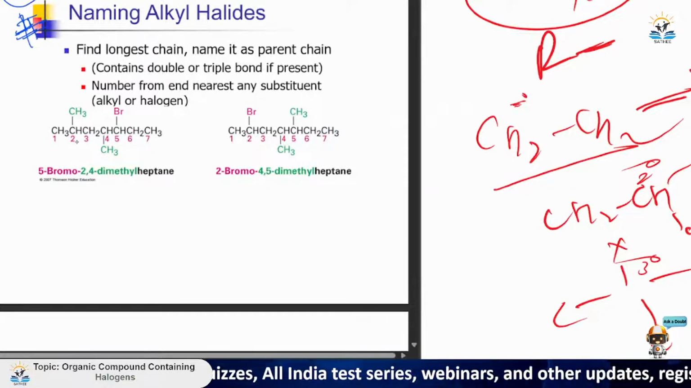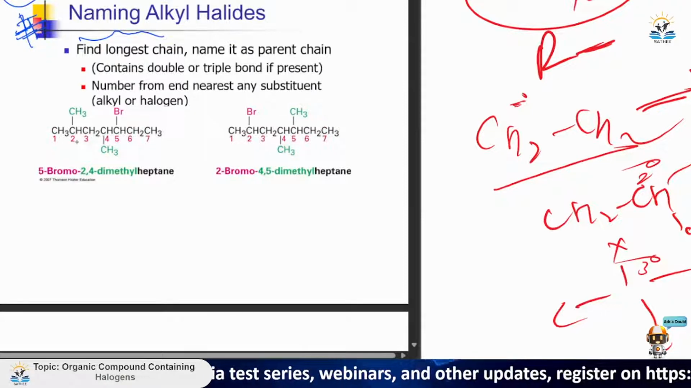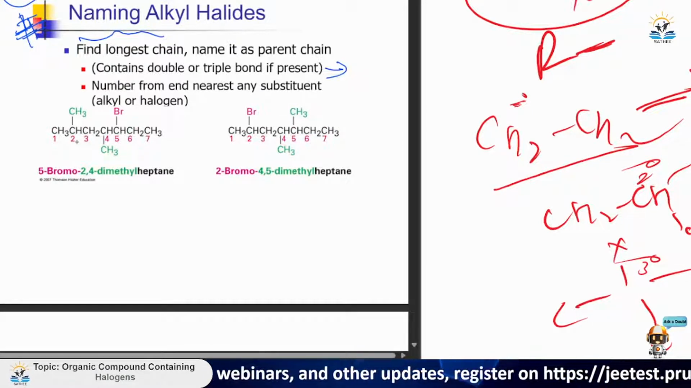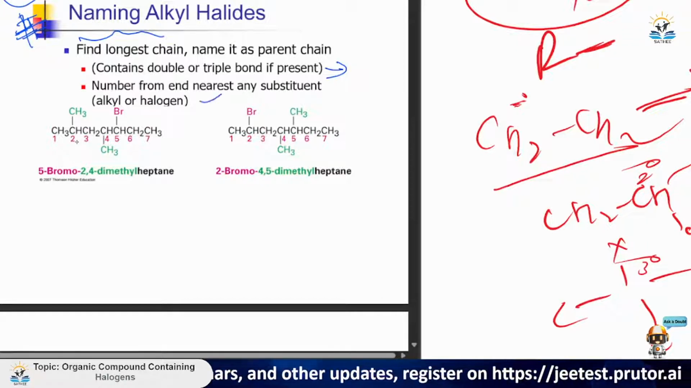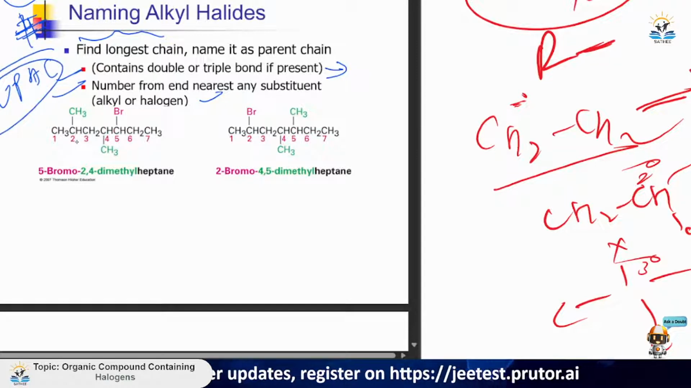First, select the longest chain. It is a rule of IUPAC. Name its parent chain, which contains a double or triple bond if present. Number from the end nearest to the substituent. These all are related to the IUPAC naming convention, so you all know what that is. Like, we have an example.